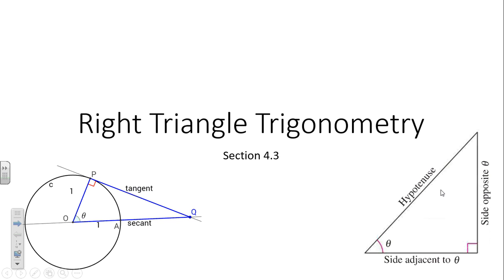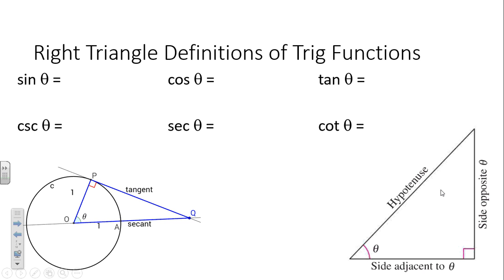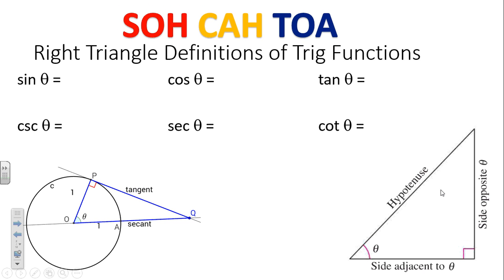So we're jumping over section 4.2 for the moment. It'll make unit circles make more sense. And we're going to talk about 4.3 today. So 4.3 is right triangle trigonometry. Should be a walk down memory lane for you, because we're going to be talking about, first of all, SOHCAHTOA. Everybody remembers that, right? Okay.